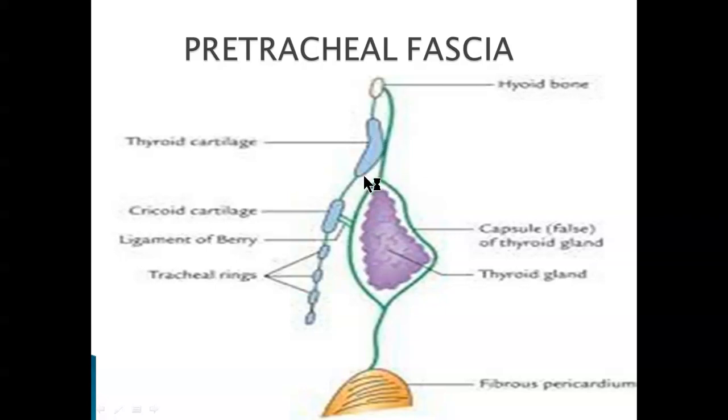Here we have the thyroid cartilage. Here we have the cricoid cartilage. So remember, another question can be asked: is the ligament of Berry the connection of the thyroid gland with the thyroid cartilage or with the cricoid cartilage? Remember, the point to be noted is cricoid cartilage. All right. So the pretracheal fascia divides into two layers, anterior and posterior, covering your thyroid gland and continuing with your fibrous pericardium. The upper attachment of the pretracheal fascia is with the hyoid bone, and the lower attachment is with the fibrous pericardium.